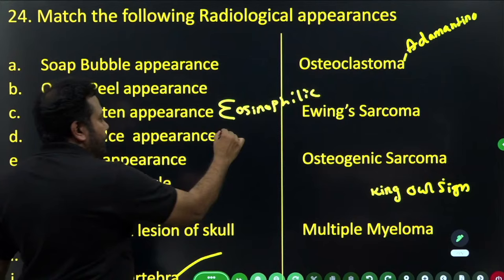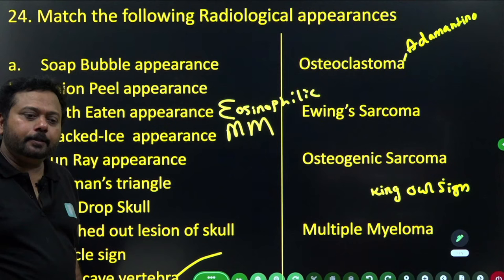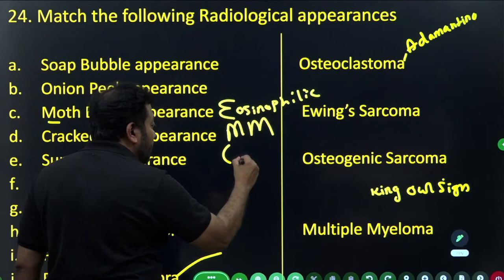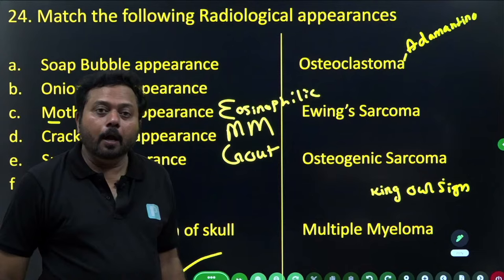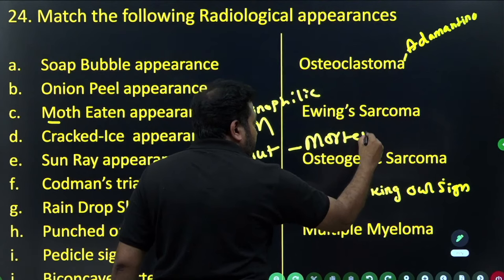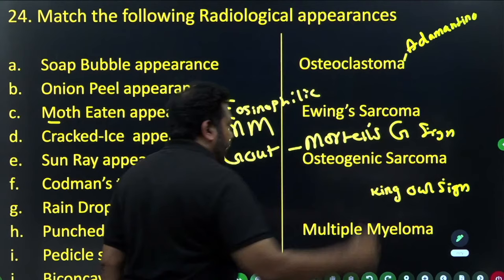Another cause is there for punched out lesions of the bone, dear friends, and unless we read it, we can't answer: gout. Gout can cause punched out lesions in the bone, and this is called Martel's G sign. G stands for gout, G sign. Okay, Martel's G sign.